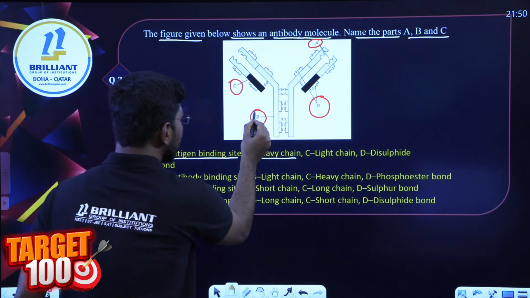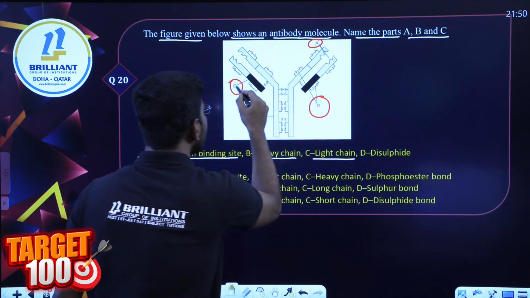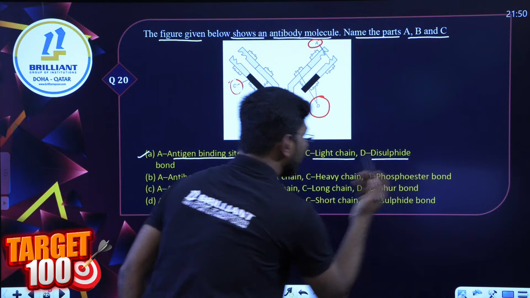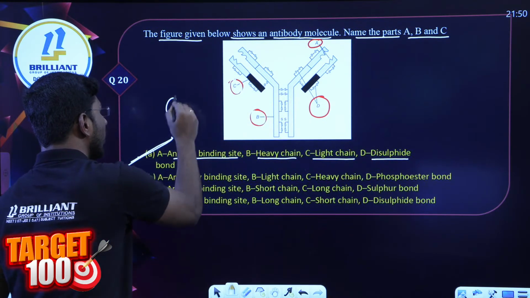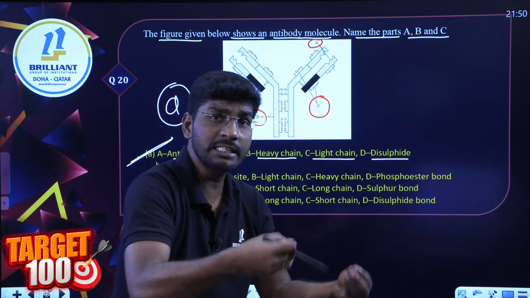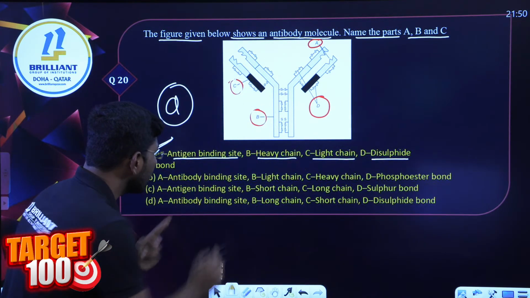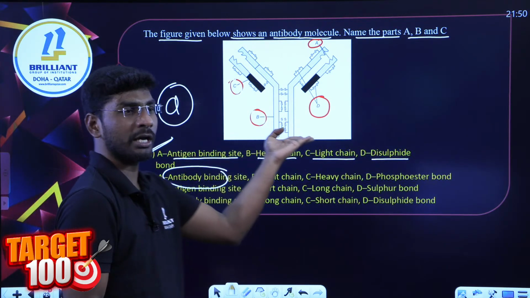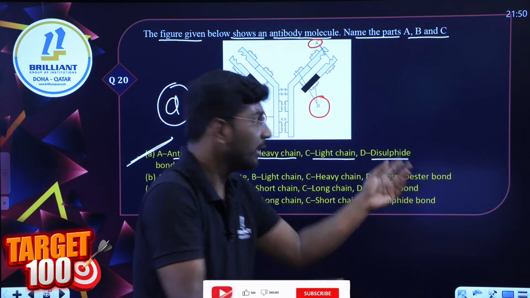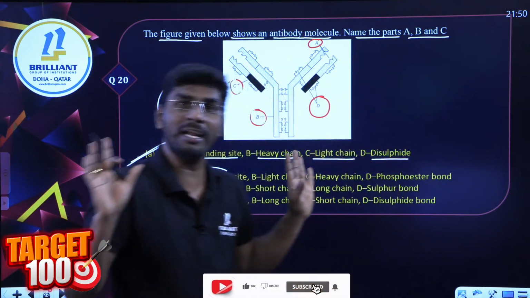Yes, this is the heavy chain, sir. B is the heavy chain. And C, light chain. Where is C? This is also a light chain, right? This is the light chain. And D, disulfide bond. So the appropriate answer is option A. What's wrong in B, C, D? Look at here. What is B? Antibody binding site? No, this is the antibody. The antigen binding site is there in the antibody. Am I clear? This is the complete antibody, and there is the antigen. The pathogen will come and bind.